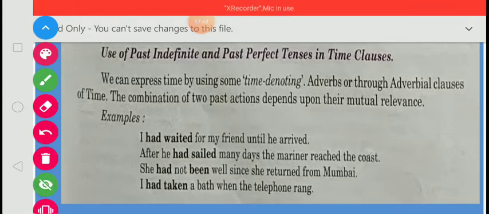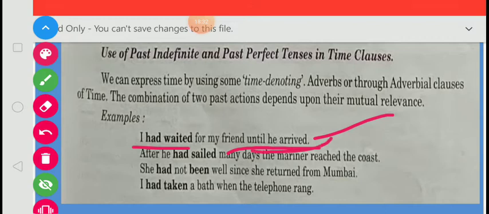Use of past and past perfect tense in time clauses, as we have discussed already. This sentence is mostly expressed in a combination of simple past tense and past perfect tense. Okay, and when a time-denoting verb or adverb of time is mentioned in a sentence, we express such sentences in past perfect tense. So let us go through the examples. I had waited for my friend until he arrived. Here the time of action has been mentioned, so that's why we have used this one.